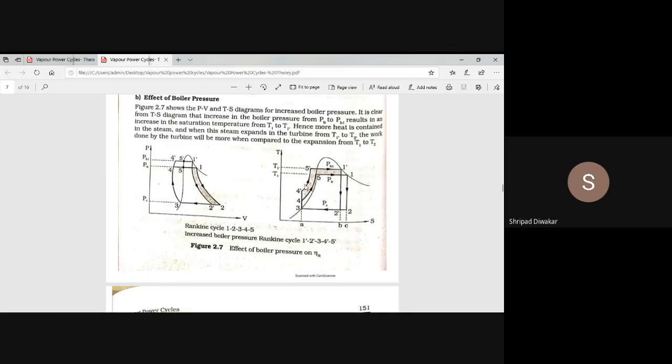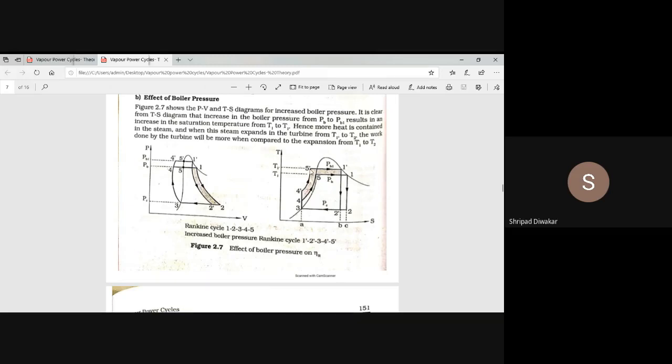So how to draw the TS diagram? Mark the point T on the Y coordinate, S on the X coordinate. First you draw the normal Rankine cycle 1 2 3 4 and 5 1. Next step is, you have to extend this line, mark the point as 4 dash, draw a line 4 dash 5 dash parallel to 4 5. Okay, we have to draw exact parallel line.